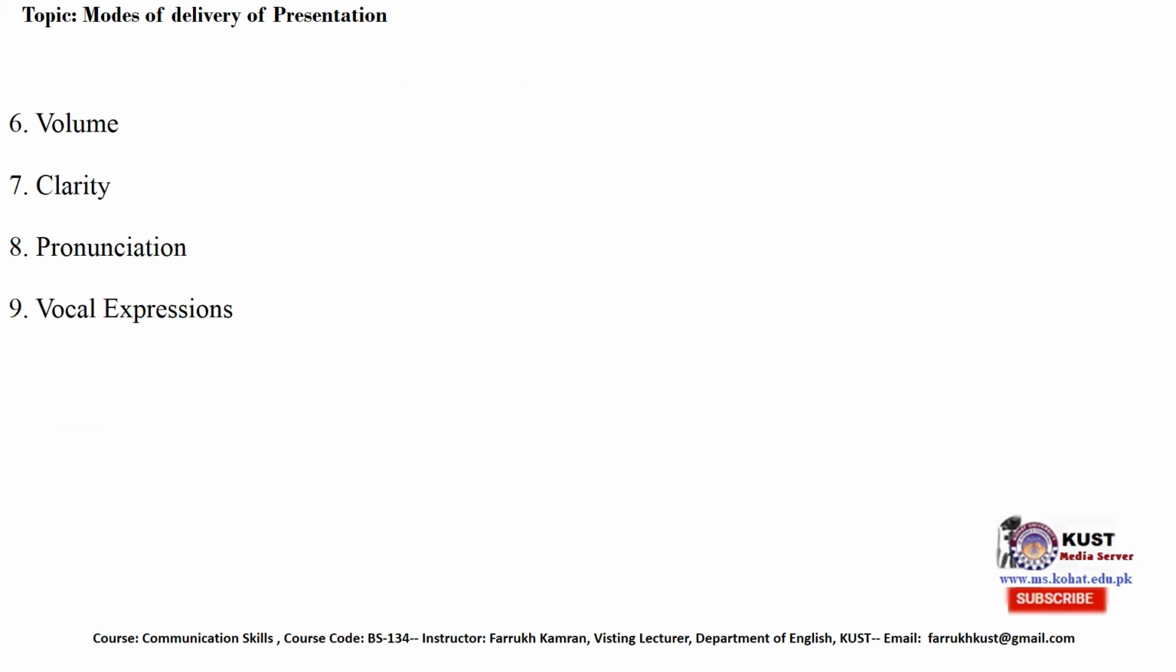The fifth one is volume. Volume is the loudness or softness of your voice. You can increase or decrease the volume of your voice according to the situation. Certain ideas, words, or certain parts of your talk may demand soft or high volume of your voice. Appropriate volume is the key to intelligibility.